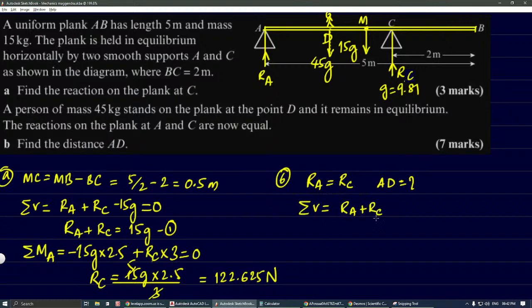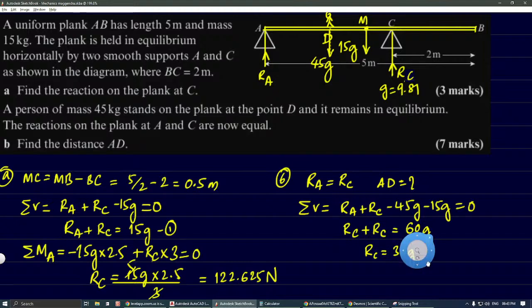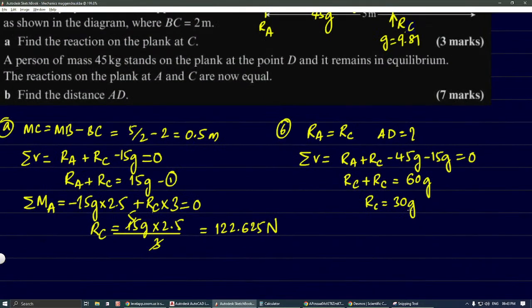RA plus RC both are upwards, minus 45g minus 15g. This is the total load, should be 0. Now RA is equal to RC, so in place of RA we can substitute RC. So we get RC plus RC on one side, and on the other side we get total 60g. RC plus RC is 2 times RC, and RC will be 30g, half of 60g, correct? Now we know the value of RC, and now we can go with sigma M.